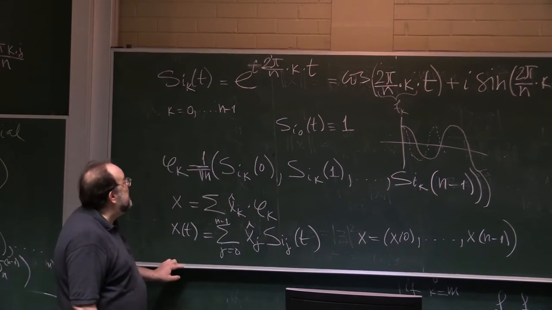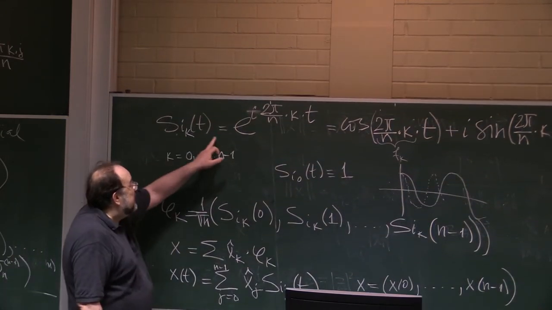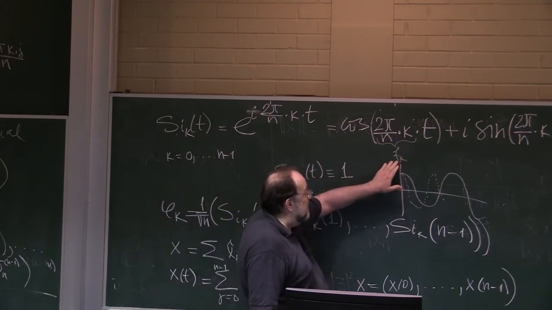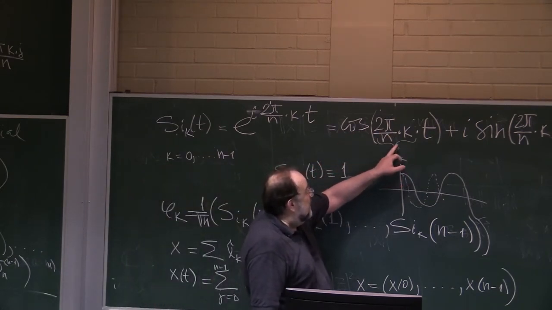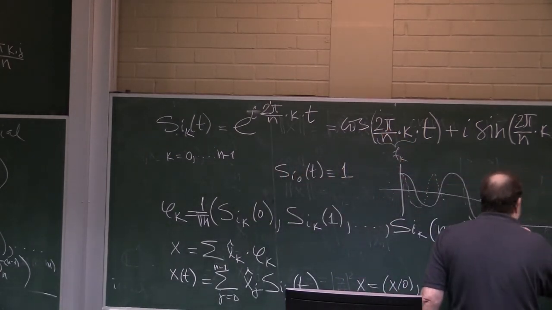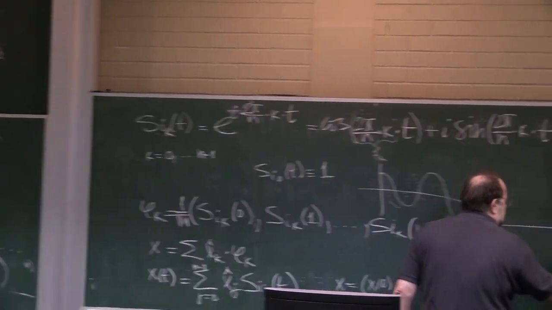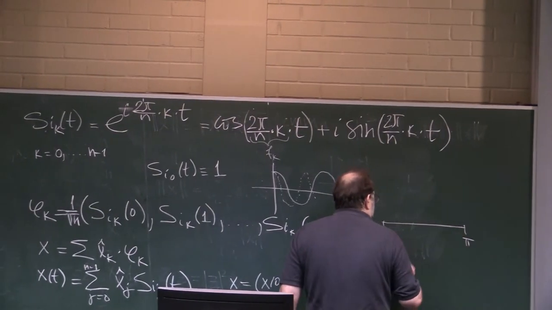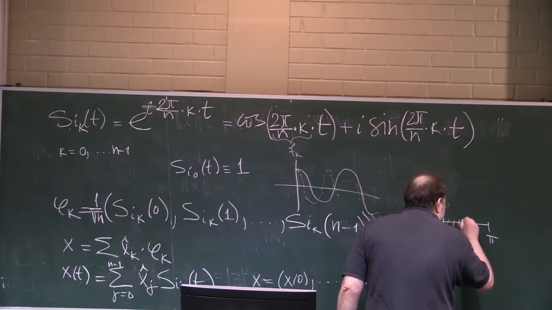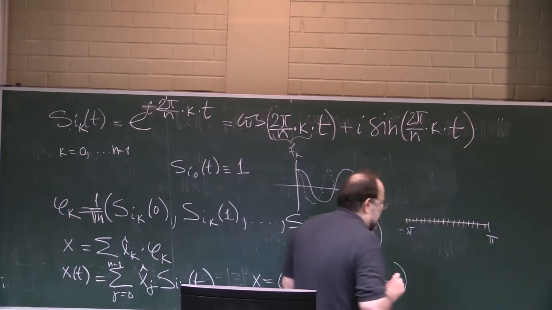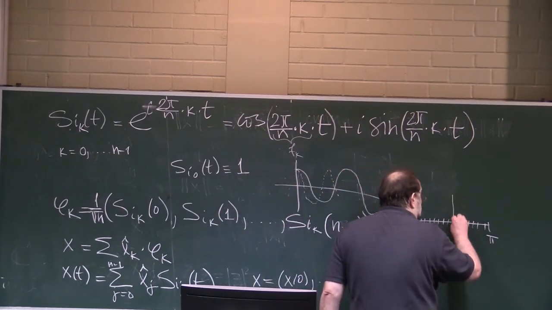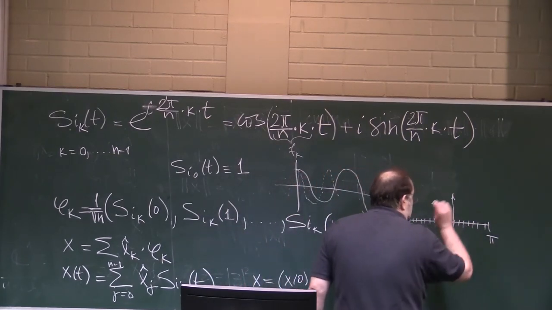Right? Because that's precisely what this tells you. These are harmonic oscillations at increasing frequencies. So if your frequencies are normalized to be between minus pi and pi, and you divide it into n pieces, right? Then the spike will occur.